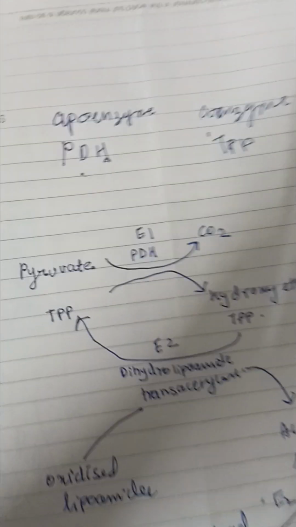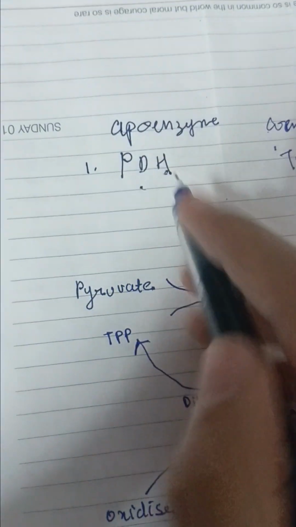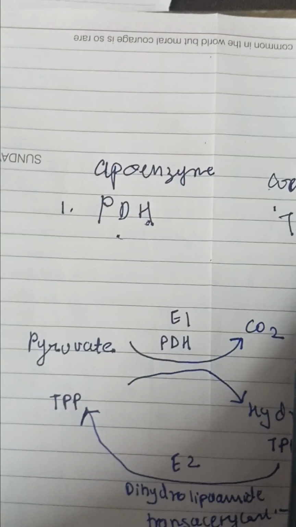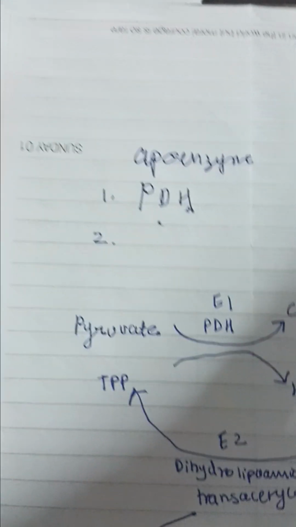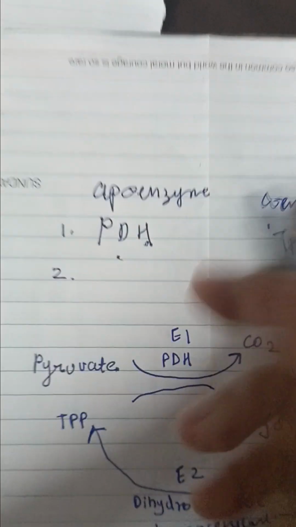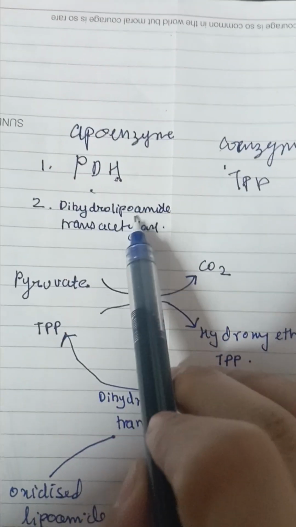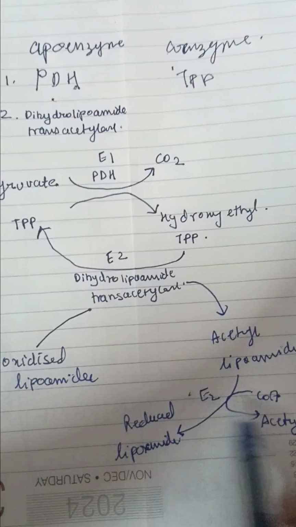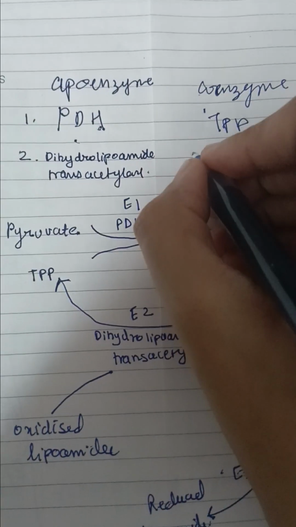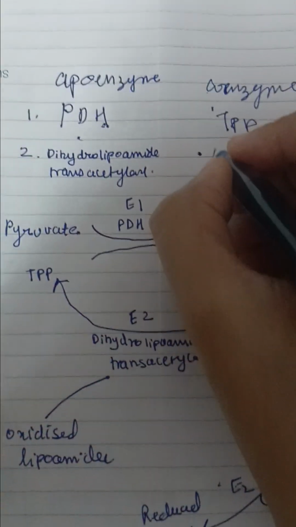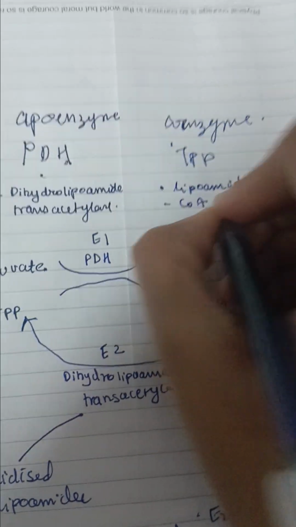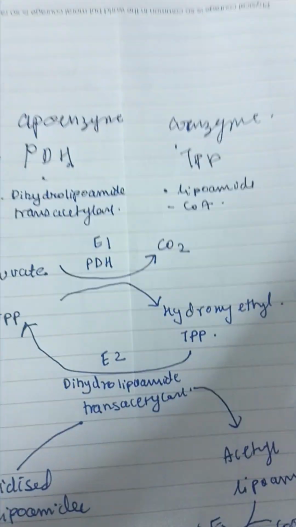So first we have the apoenzyme PDH, and its coenzyme was TPP, which is thiamine pyrophosphate. The second apoenzyme of the PDH complex is dihydrolipoamide transacetylase. And what are the coenzymes? This and this, which means we have lipoamide and coenzyme A. So we have talked about two things.